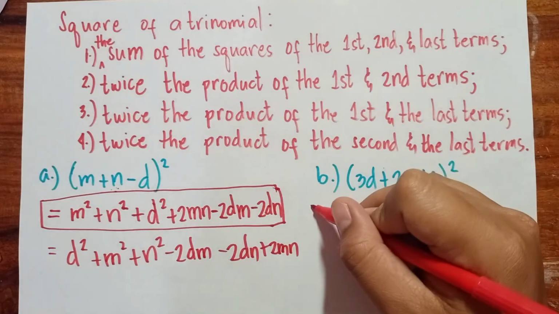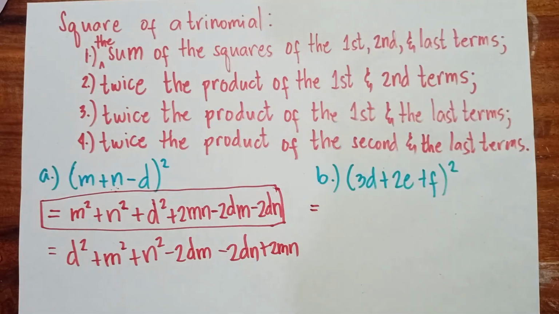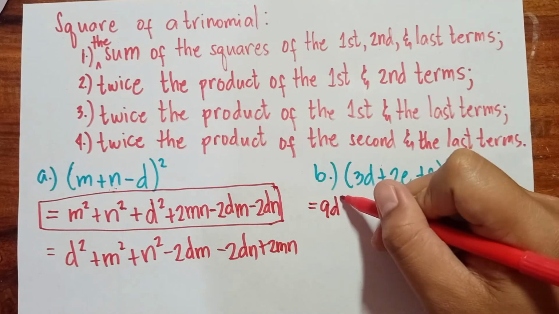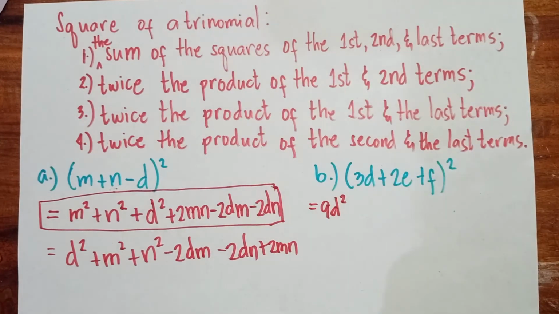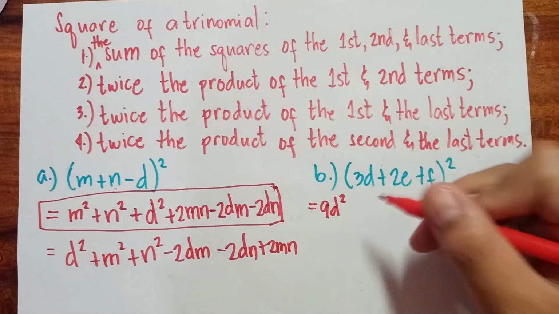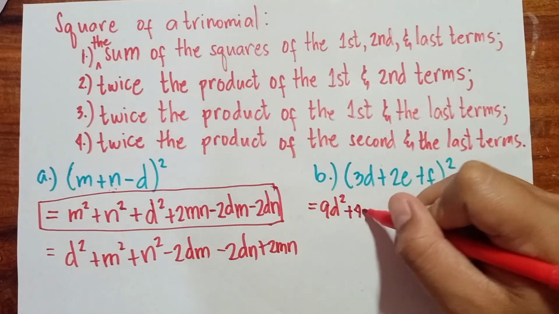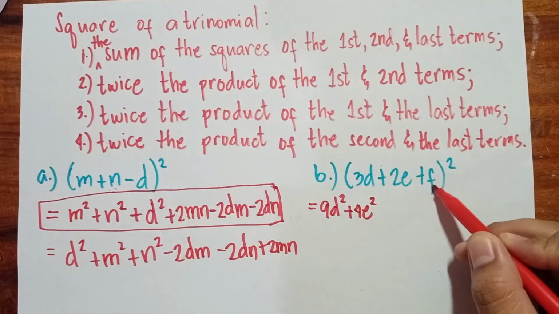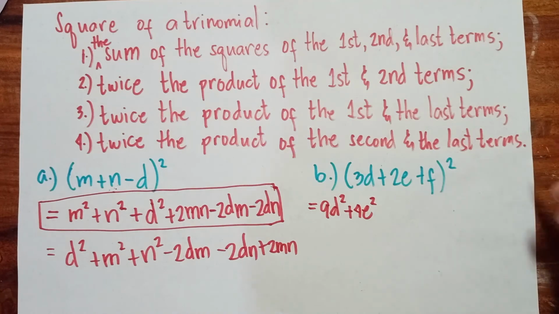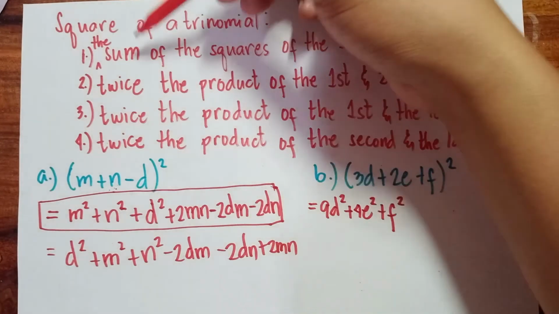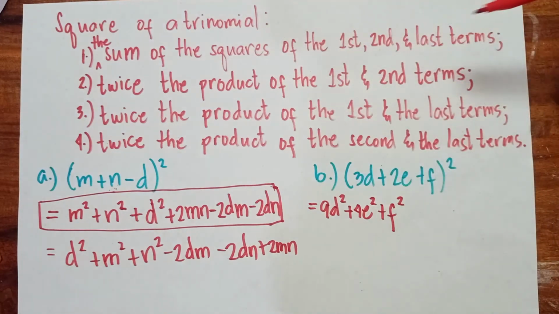So again, by applying the steps, so square of the first term is 9d squared, because 3d squared is 9d squared. Square of the second term is 2e, that is plus 4e squared. Okay? Then another sum again, this square of the last term, f, so plus f squared. So that is the first step, the sum of the squares of the first, second, and the third term.